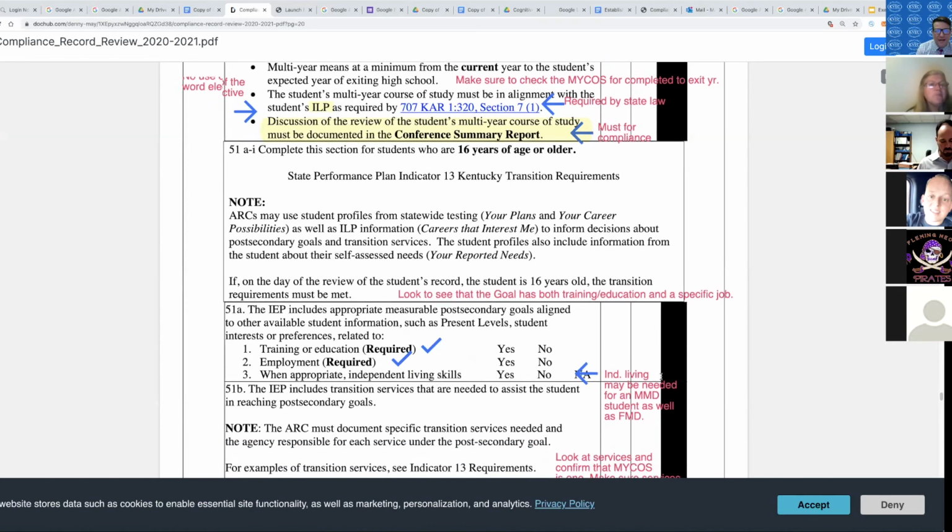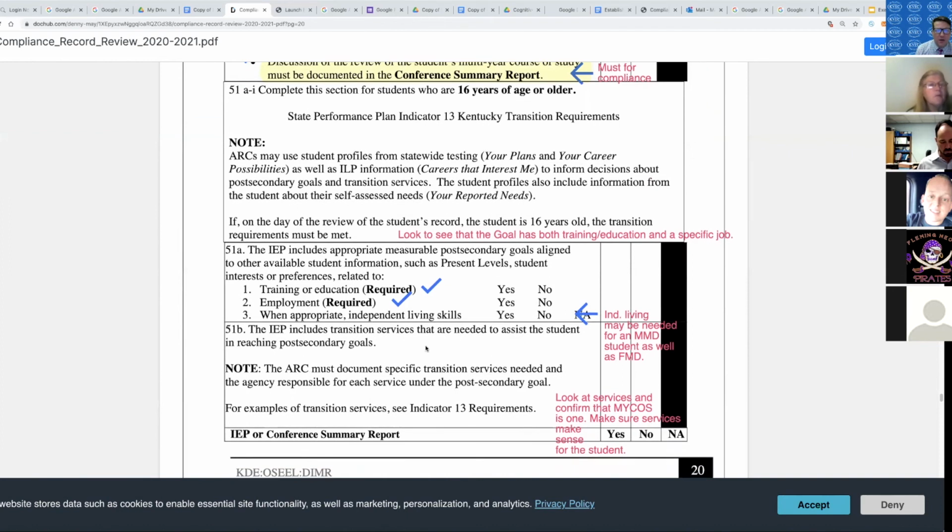Now, when we're writing the IEP, it includes appropriate, measurable post-secondary goals aligned to other available student information, such as present levels, student interests or preferences, training and education required, employment required, and when appropriate, independent living skills. And I say in my annotation, independent living may be needed for an MMD student as well as FMD students. It's not just for FMD students. If you've got some independent living skills that are deficient for those low functioning MMD students, then you may need to shore that up with a goal that includes independent living.